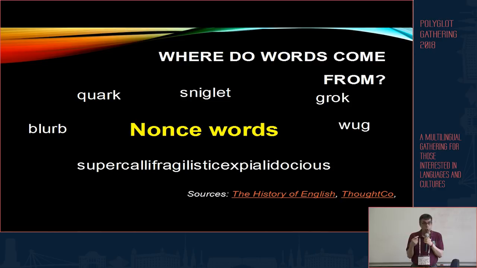Quark is an interesting one. It first appeared in James Joyce's novel Finnegans Wake, and it was adopted by Murray Gell-Mann for the name of the subatomic particle.